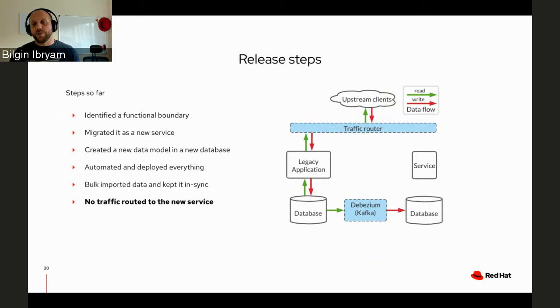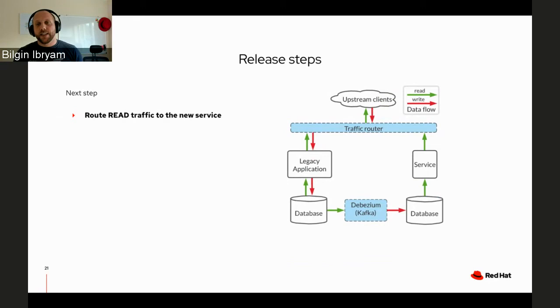We are at the point of releasing the new service, and depending on the capabilities of our routing layer, we can use techniques such as dark launching, parallel runs, canary releasing that can de-risk the rollout of this new service. What we can also do is, initially we could direct only read requests to our new service, and we still let the writes go to the legacy system. In the diagram, actually, that is required because we are replicating changes only in a single direction from the legacy to the new database using Debezium, Kafka, things like that.